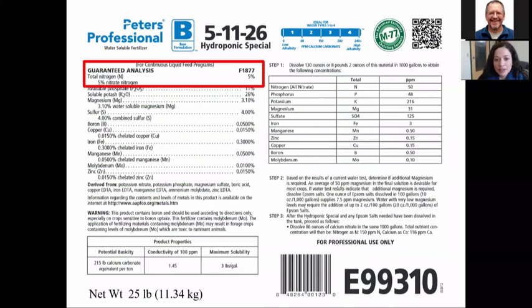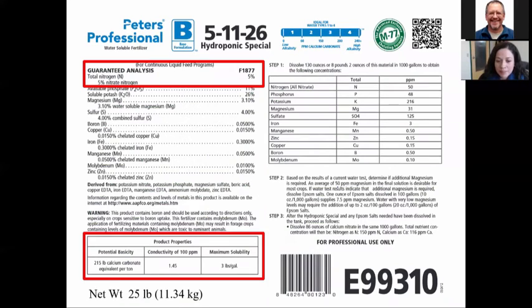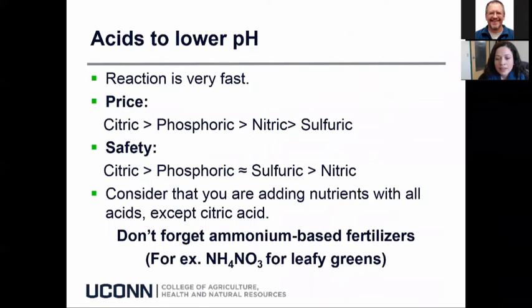So again, if we go back, this is the way we're going to read our label. In this case, the fertilizers that are used for hydroponics, most of them come 100% in the form of nitrate nitrogen. So we can also use acids to lower the pH. The reaction is very fast.